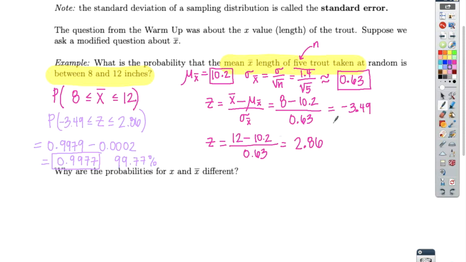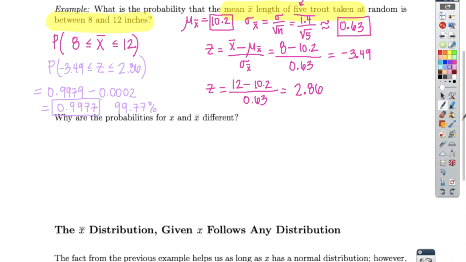So that leads us to more of a conceptual question here. Why are the probabilities for x and the sampling distribution, x bar, different? Why would these be different? Well, I guess just from an algebraic point of view, they have different standard deviations. So they're slightly different distributions. They do have different standard deviations.